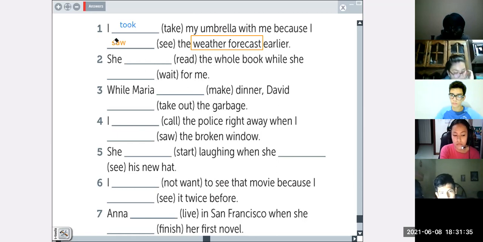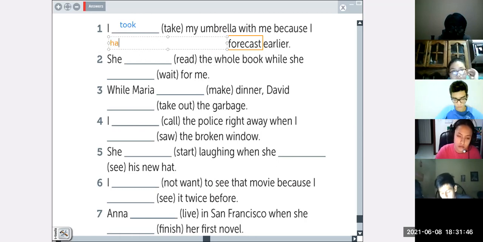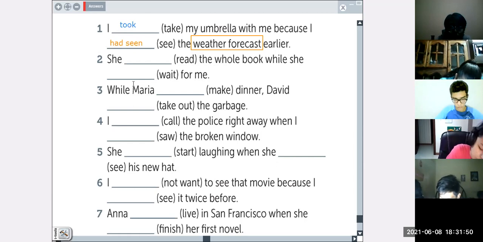Past perfect. So what can we say here? Because I had seen. Very good. I had seen, right? So we have two actions and one of these actions happened before the other, okay?